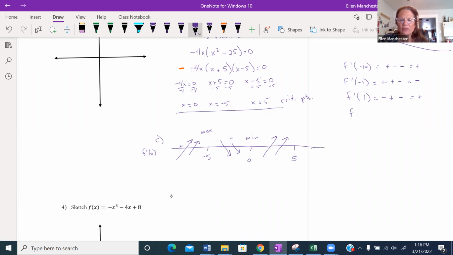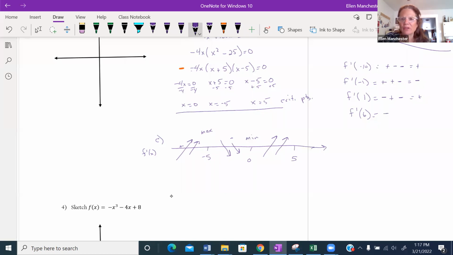And now I'm going to test this interval. Now, if I plugged in the actual value, right? If I plugged in this 5, it would take me back to 0, because that's how we got this. We set it to 0. So don't ever use these values to test the interval. You have to use in between, either the higher or the lower values.